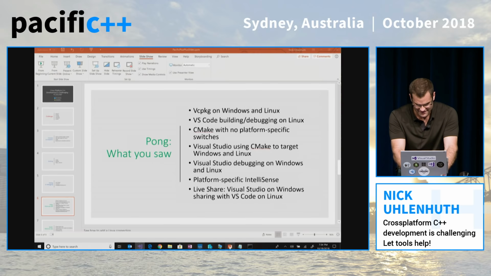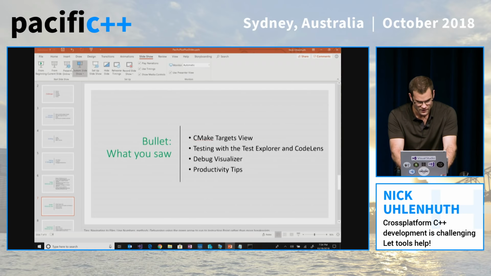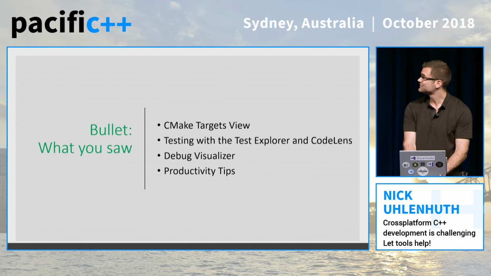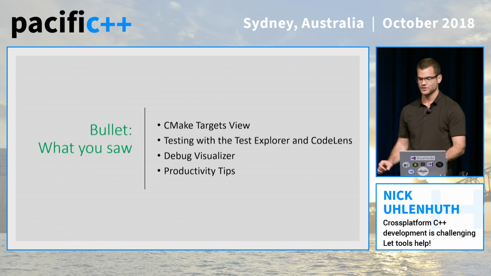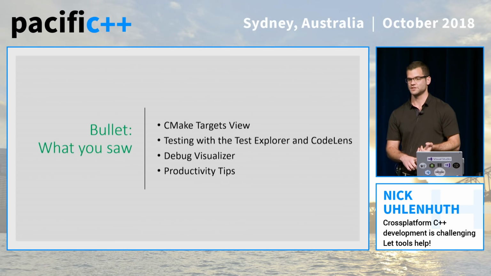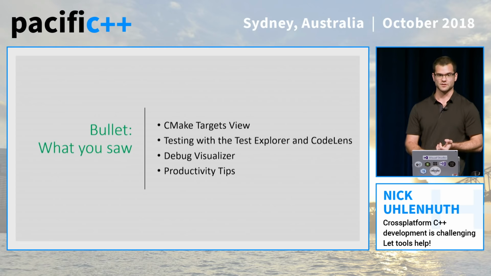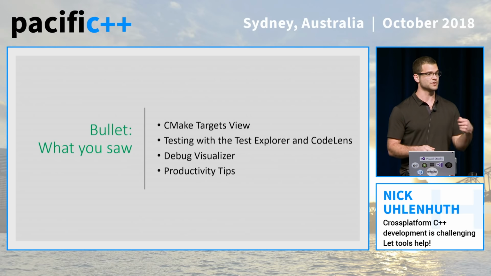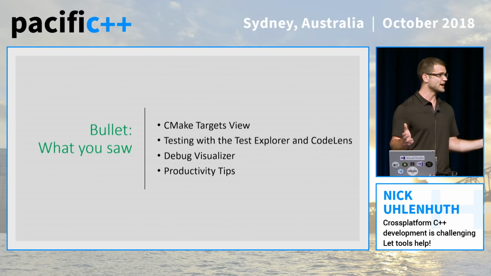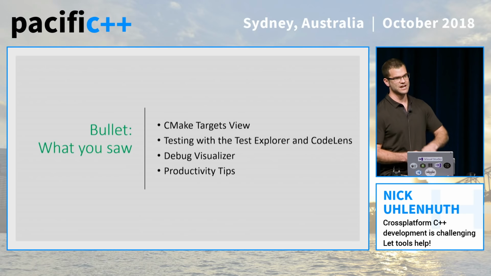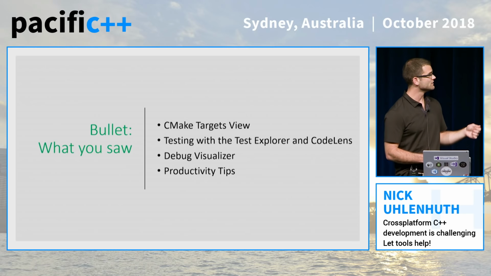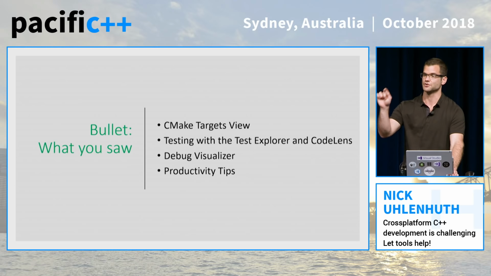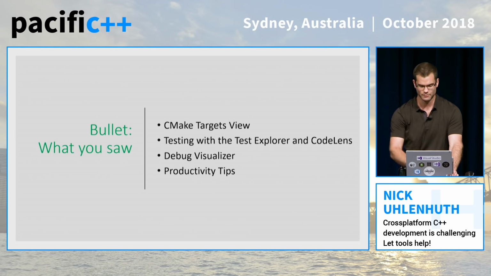So let's swing back into the slides. Just a recap of what we saw with the bullet demo. We saw the CMake targets view, which was a nice view to show us all of our targets and the references. We saw the Test Explorer with Google Test, but again, it also supports Boost Test and the Microsoft Test Framework right out of the box. And we saw the debug visualizer when we hovered over vector, and a few productivity tips for going to the file or going to the line number, and also that green run-to button while we're debugging.